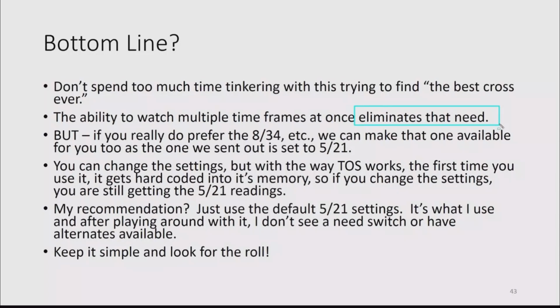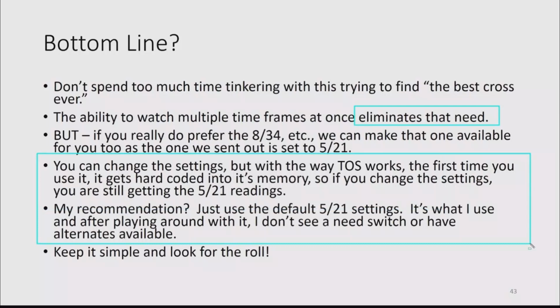Now, this is old. This was current as of last night, but Eric and I think Sam in the room found this and was able to fix it. So originally I was going to say you can change the settings in Thinkorswim, but with the way TOS was working, the first time you use it, it gets hard-coded into its memory. So you can't change the settings, so you have to set up a new indicator in there. Well, I now believe that it's set up with version 2 that you can't. Well, you know what?